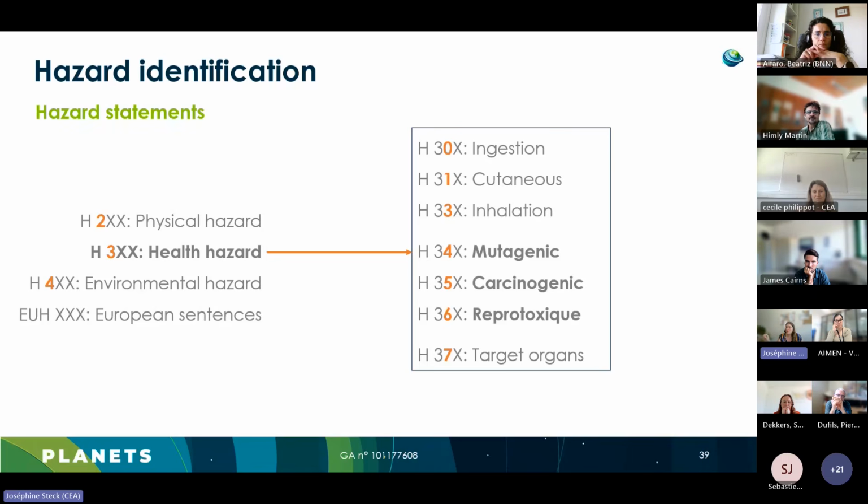And if we dig a little bit more into the health hazard, you will have the signification of the second number. 0 means ingestion, 1 cutaneous or eye contact, 3 inhalation, while 4, 5, and 6 mean respectively mutagenic, carcinogenic, and reprotoxic. And 7 is for specific target organs.